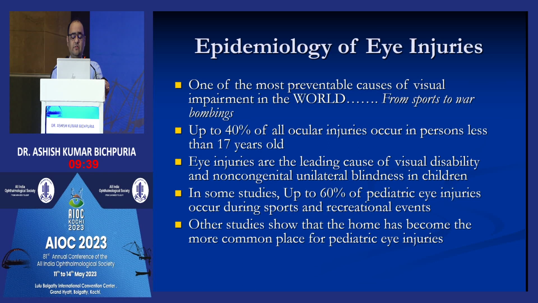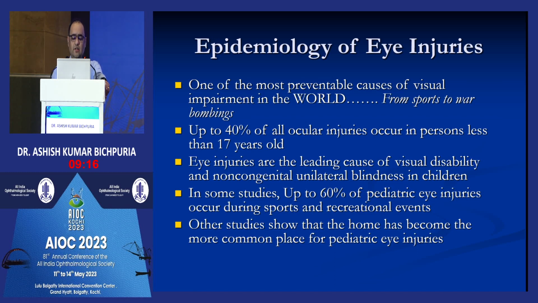Now, epidemiology. It is one of the most preventable causes of visual impairment in the world, from sports to war bombing. Up to 40% of all ocular injuries occur in persons less than 17 years old. Eye injuries are the leading cause of visual disability and non-congenital unilateral blindness in children. In some studies, up to 60% of pediatric eye injuries occur during sports and recreational events.